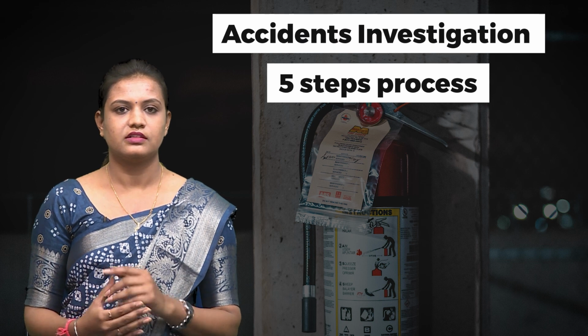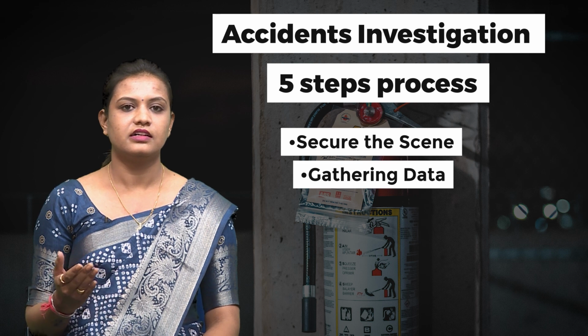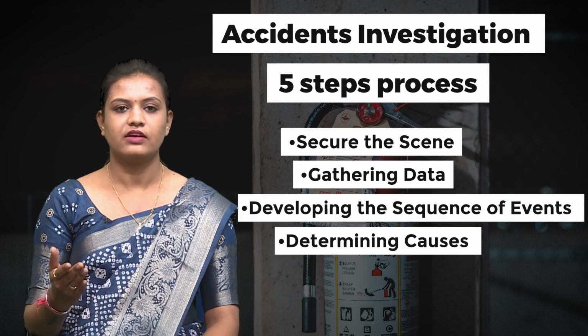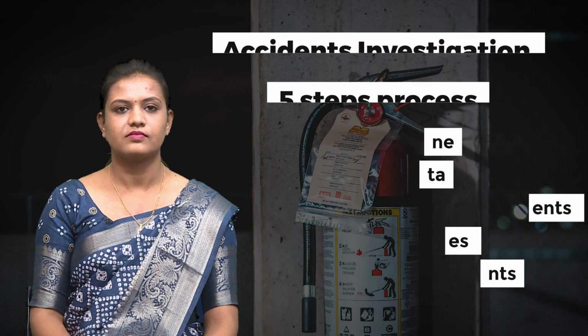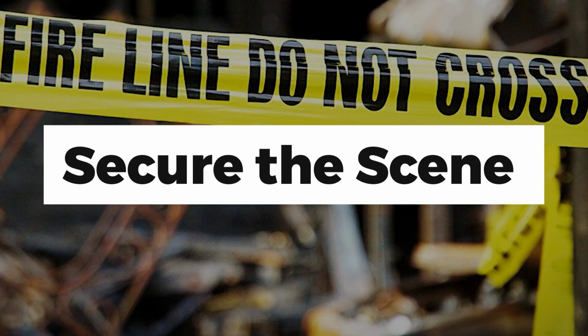Here are 7 steps that are involved in the accident investigation process. First is secure the scene. Second, gathering data. Third, developing the sequence of events. Fourth, determining causes. And fifth is recommend improvements. Let's go through these steps one by one. So the first step is secure the scene of an accident.